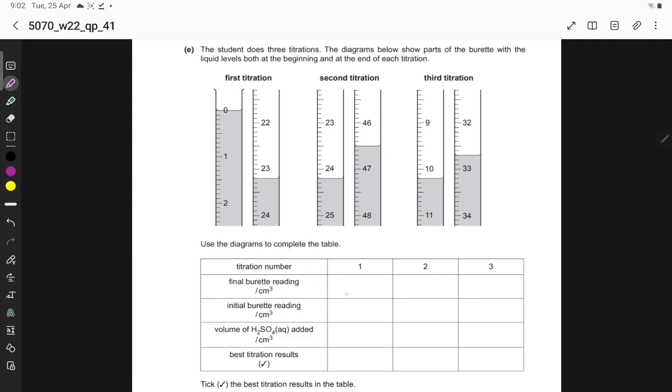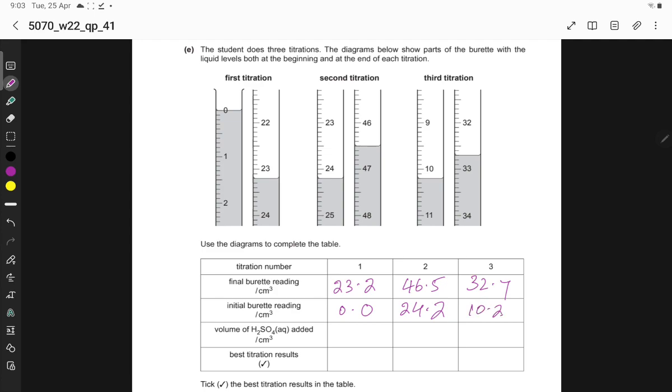So first fill the final burette reading. Final burette reading is 23.2 in the first iteration, and initial is 0, and second iteration is 46.5, and initial reading is 24.2, and in the third iteration 32.7, and initial reading is 10.2.